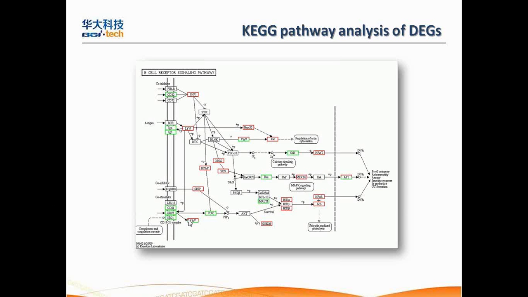So we try to map those differentially expressed genes to the KEGG pathway. The red color means this gene is upregulated, and the green color means this gene is downregulated. After we get this KEGG pathway figure, we will know which part of this pathway is being shut down or maybe being activated, and this can help us to answer some biological questions.